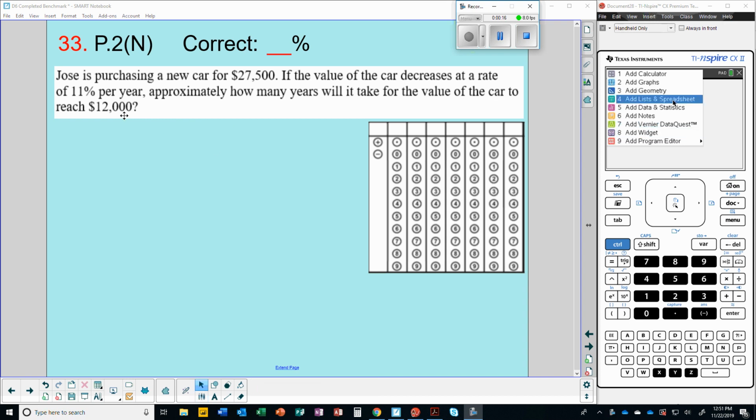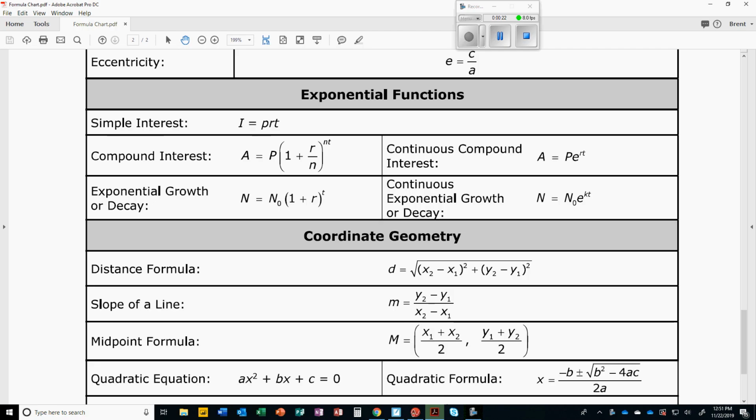So this problem is one where we have a certain money value depreciating over time. And so I'm going to go to the formula chart for exponential functions, and it appears to be 5 different options. But truthfully, we can solve all of our problems either using this compound interest formula or the continuous compound.